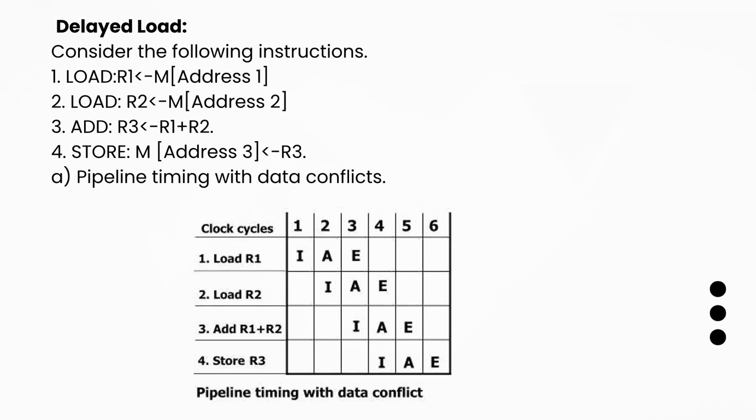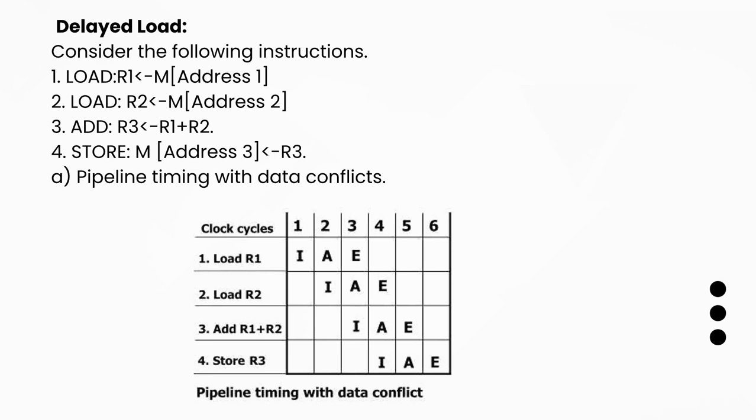Here, the first clock takes load R1. I means instruction fetch. A means the ALU operation. E means execute the instruction. So pipelining means we have to do parallel operations, that is, a sequence of operations. Likewise, load R2: IAE, fetch the instruction, ALU operation, and execute the instruction. The third one is add R1 plus R2.